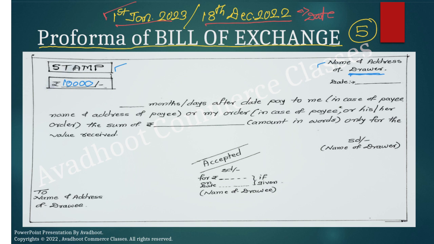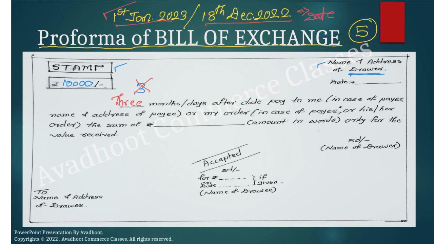Then here a blank is given. We'll have to write the period. Suppose 3 months is there. We'll have to put 3 here, but don't write 3 in this manner, which is wrong. You'll have to write it in words: 3 months. Otherwise, I have written days. If it is 60 days, then you have to write 60 days after date. If it is months, then you have to write 3 months after date.